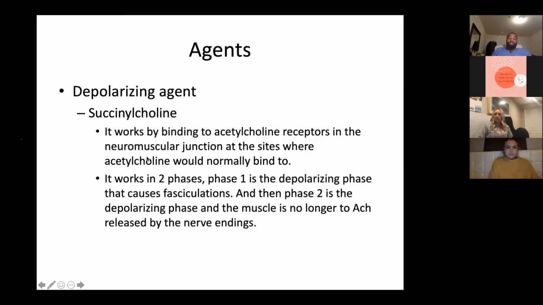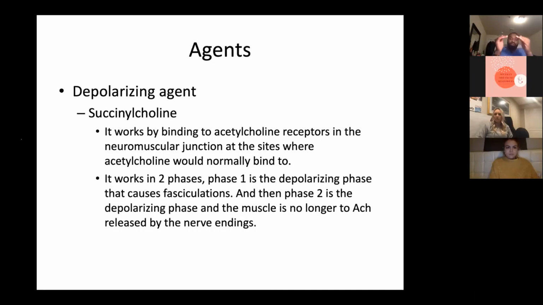You guys will learn about this in the future, but this is one of the agents that is used to basically bind acetylcholine receptors, right? So it blocks it, because acetylcholine binds the receptors, it activates the action potential. But by succinylcholine binding and competing with acetylcholine, you don't activate that.